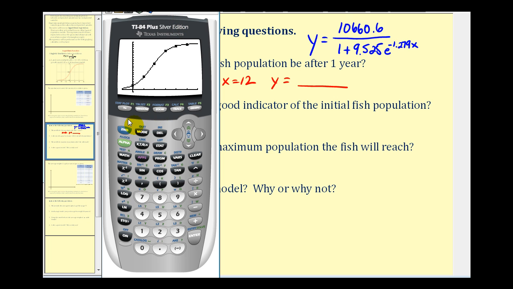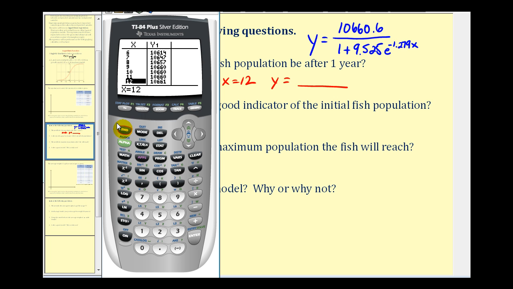There's a couple ways to answer this question. One way would be to use the table feature. If we press second window, let's have the table start at 0, increase by 1s, and leave these on automatic. So if we press second graph, we can just scroll down to x equals 12, and the y value would be our population. So it looks like it's 10,661. However, remember this is in thousands, so that would be thousands of fish.